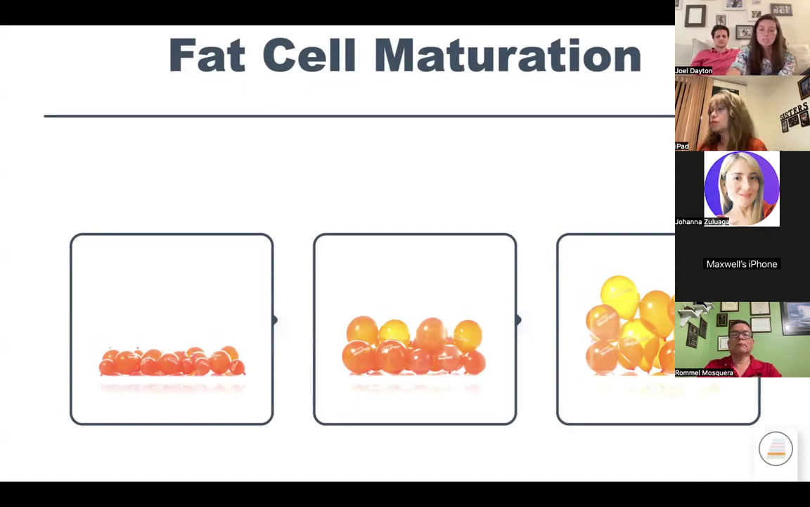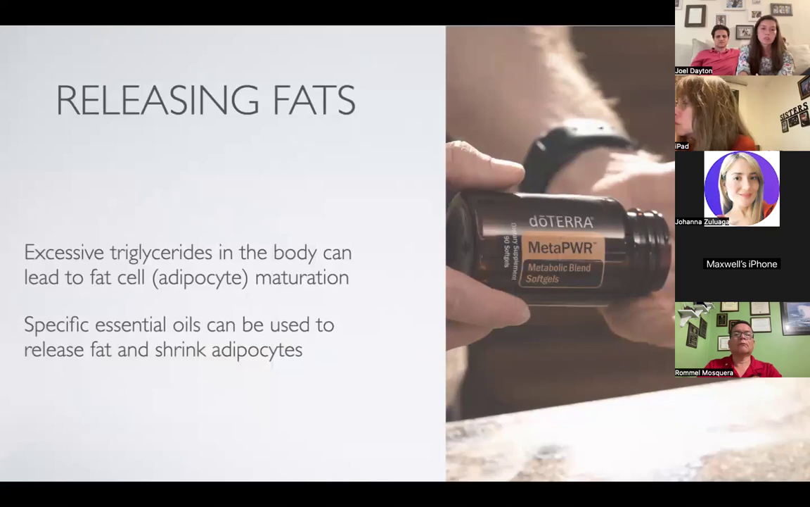So what we can do to help with our triglycerides is use some essential oils. This blend, the MetaPower blend, has lemon. We know all the good things about lemon, as well as cinnamon, ginger, and peppermint. I'm missing one, but those together have a tremendous effect on the fat cells.